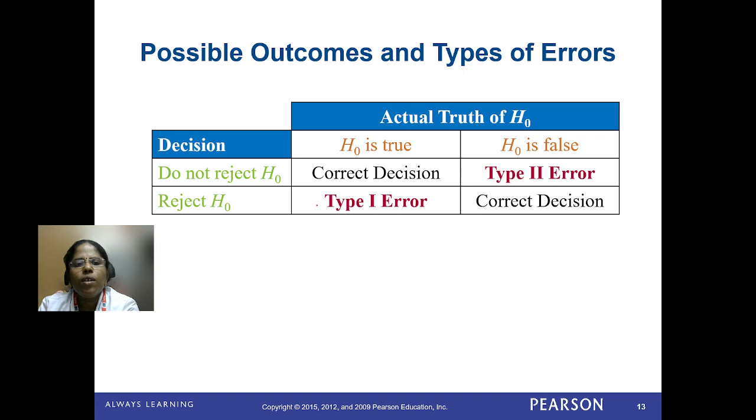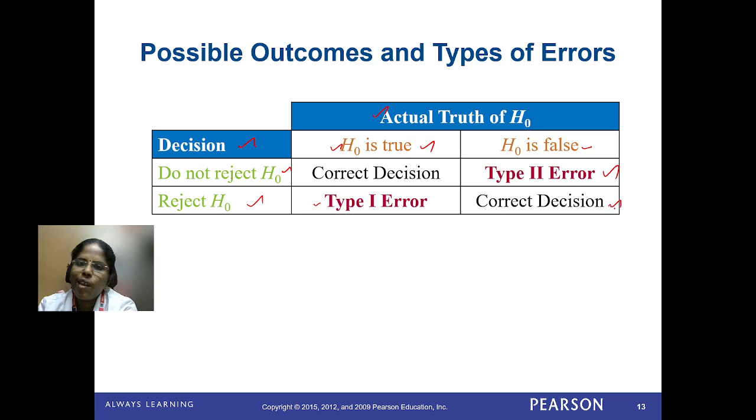So here, this is the decision we are making, and this is the actual truth of H naught. If H naught is true and we make the decision do not reject H naught, that is the correct decision. But if H naught is false and we do not reject H naught, there comes an error, type 2 error. If your H naught is true but we are rejecting the H naught, then type 1 error arises. If your H naught is false and we are rejecting the H naught, then that is the correct decision.